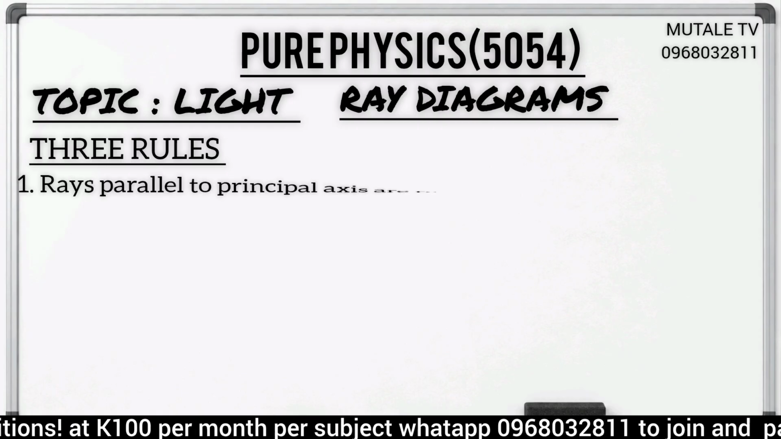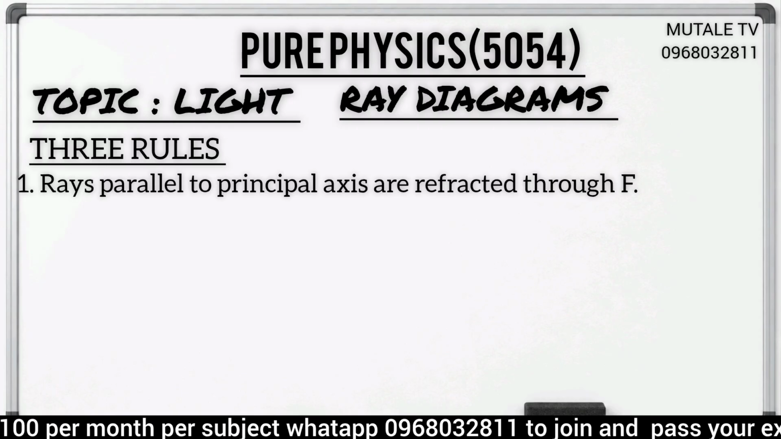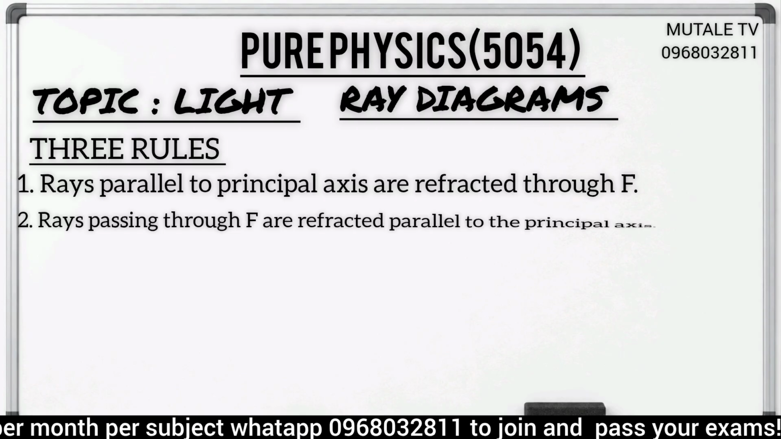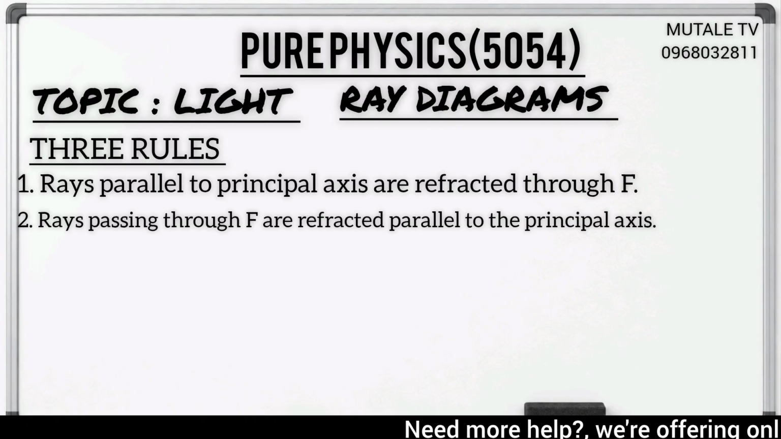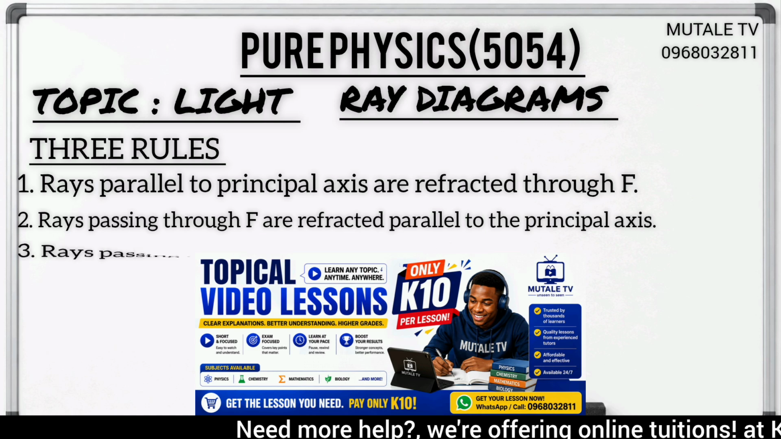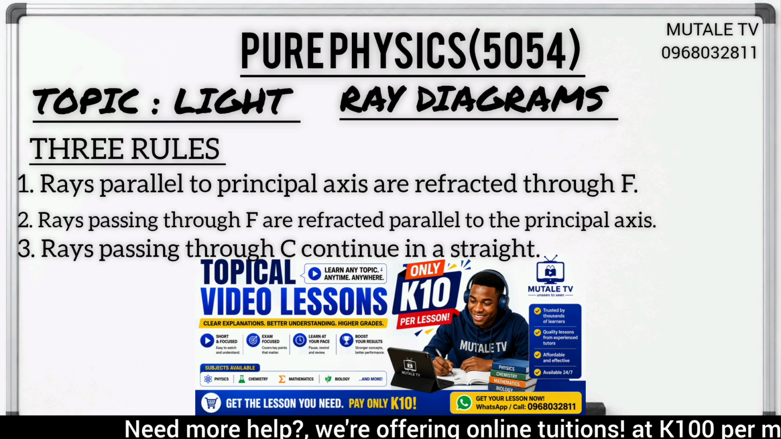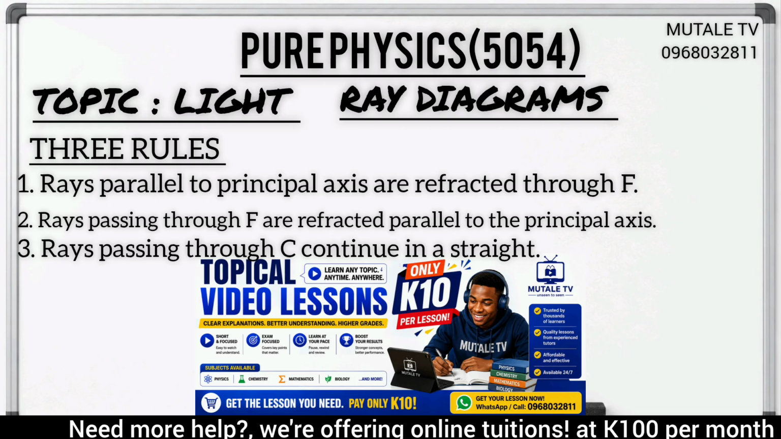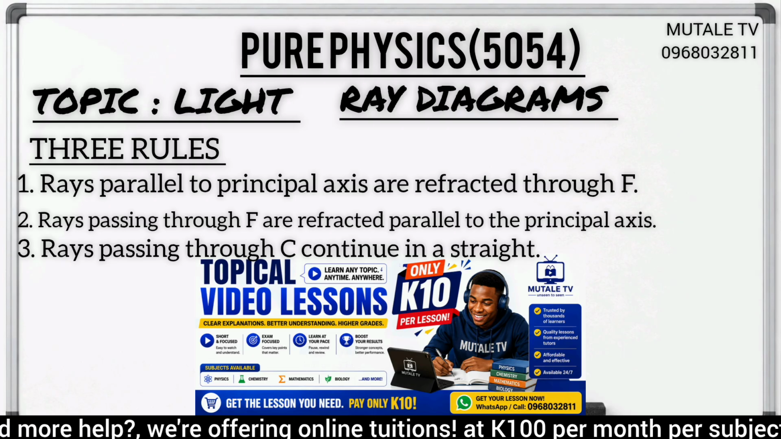The first rule is that rays traveling parallel to the principal axis are refracted through the focal point. Rays passing through the focal point are refracted so that they travel parallel to the principal axis after passing through the lens. And rays passing through the optical center continue in a straight line without bending. To locate an image using a ray diagram, only 2 of these 3 rules are actually needed.